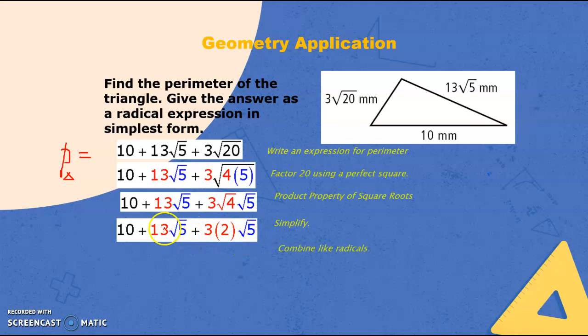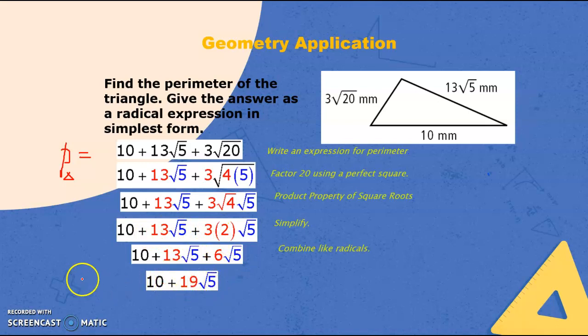And then, we only combine these two since they are the ones that are like radicals. So, itong 10, we just have to copy it. So 13 square root of 5 plus 6 square root of 5 is 19 square root of 5. So our perimeter of the triangle is 10 plus 19 square root of 5 millimeter. Okay? Okay, so that is our perimeter.